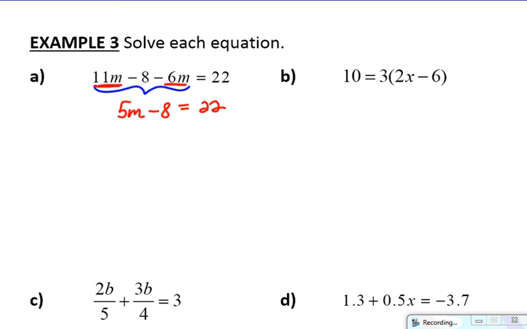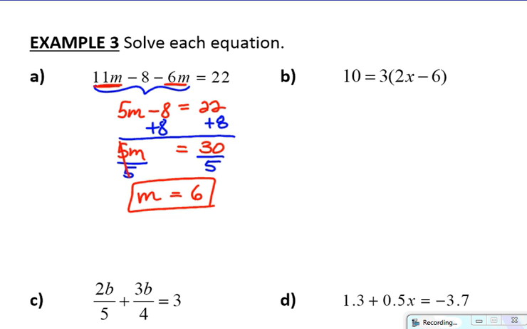Then we'll start undoing it like we did on the last one with the reverse PEMDAS. And so the first thing we want to do is remove the 8 by doing its inverse, which is plus 8. And we'll be left with 5m is equal to 30. Then for our next step, in order to remove the 5, since it was multiplied, opposite, divide by 5. And when we do that, we'll be left with m is equal to 6.